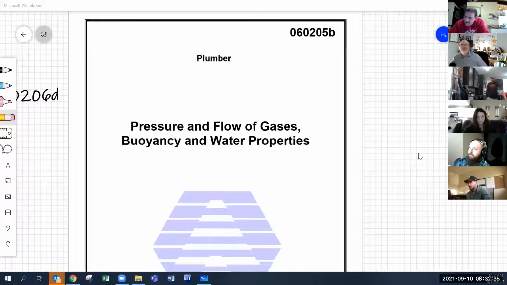Okay, here we go. The first one is about pressures. It says pressure and flow of gases. Let's just reiterate: we're going to talk about buoyancy and water properties. That's all we're doing out of this ILM with you guys.